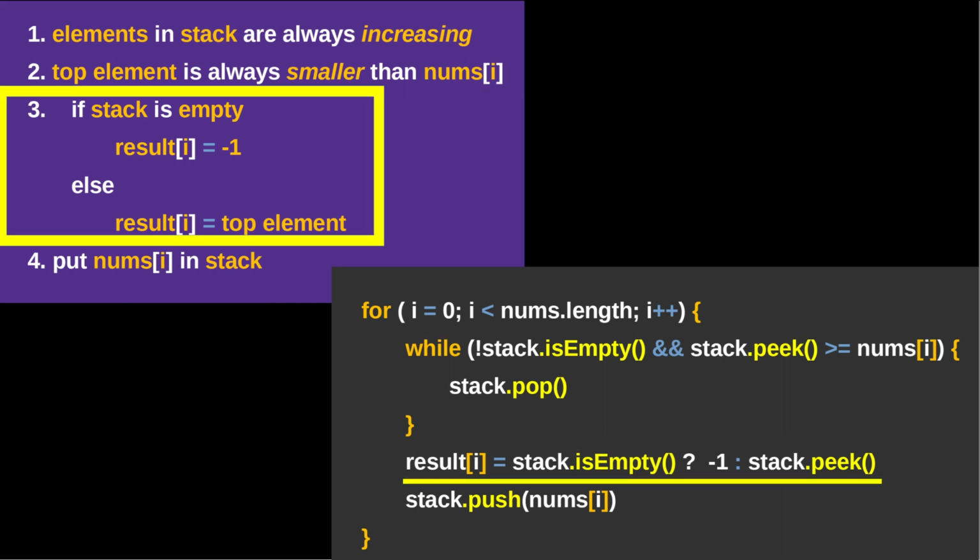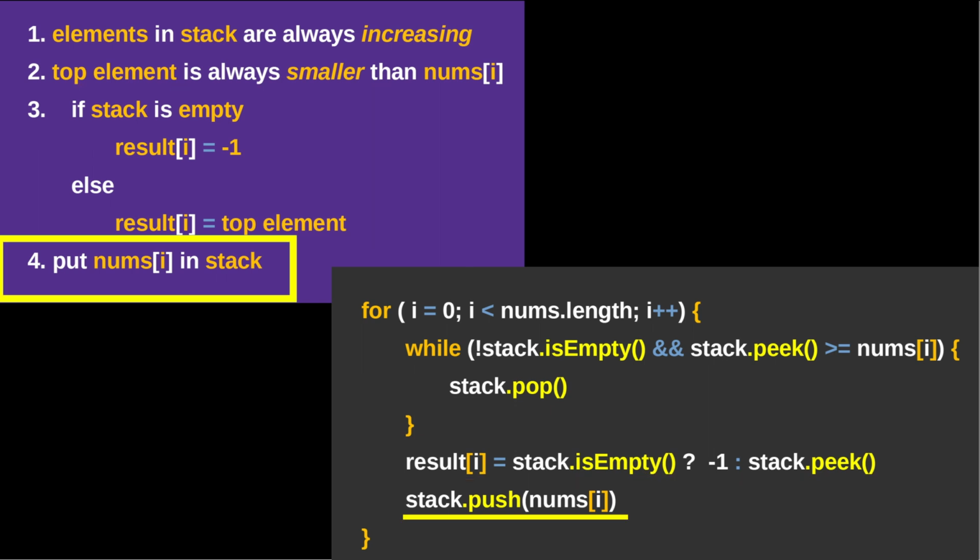For step 3, we're doing the result sub I assignment. This becomes a ternary operator in which we check whether the stack is empty. If the stack is empty, we assign -1. If not, then we just take the top element because that is strictly smaller than num sub I. And then step 4, we put num sub I in the stack. So the previous element is smaller than num sub I. When we put num sub I in the stack, the elements in the stack are strictly increasing.